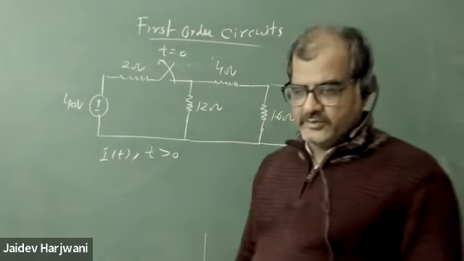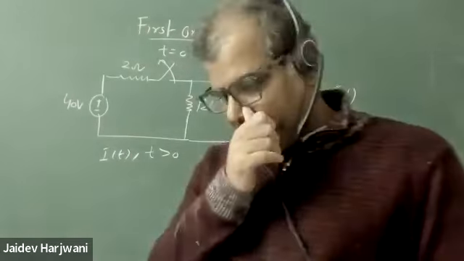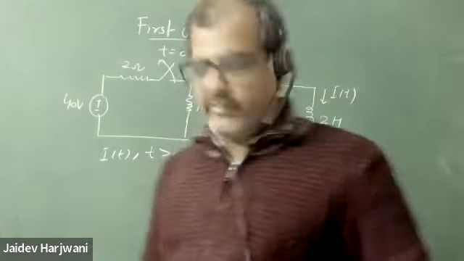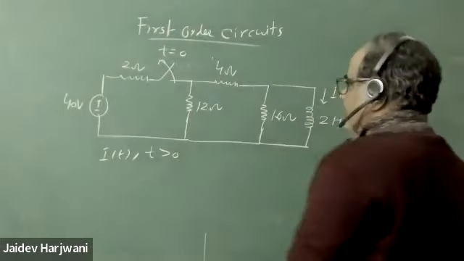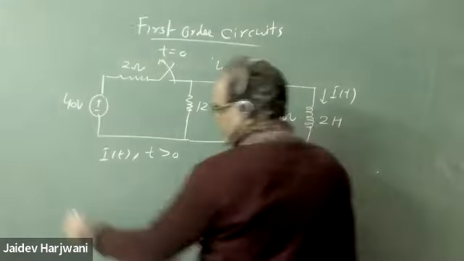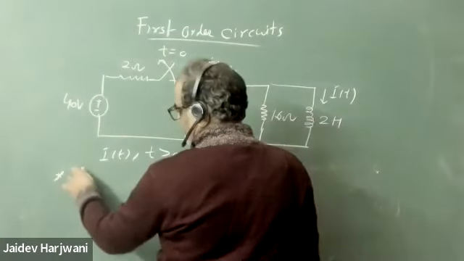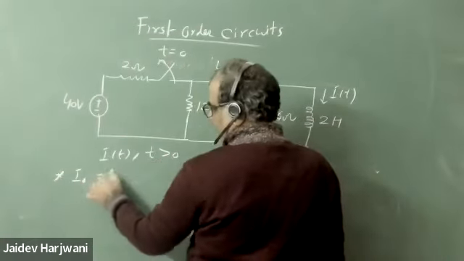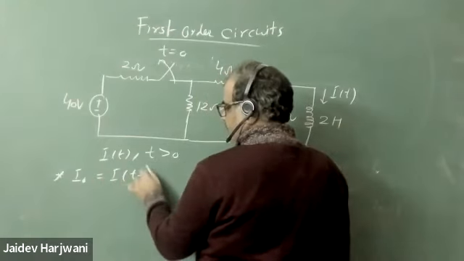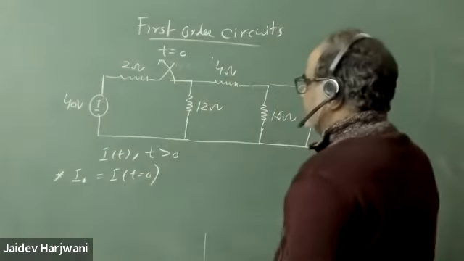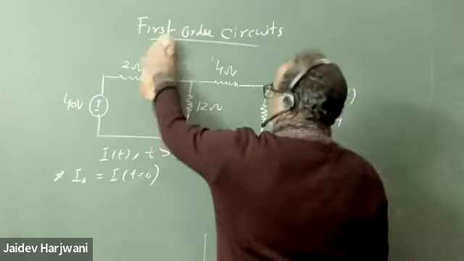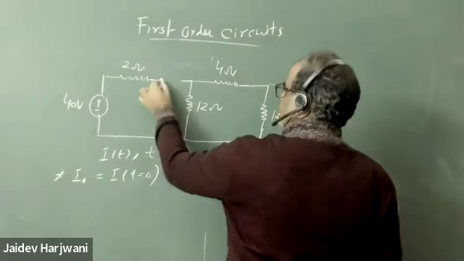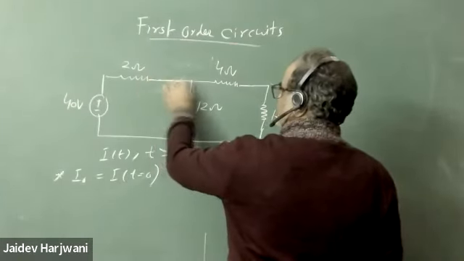So I need to find I(t) at a later time t greater than 0. First I need to calculate I naught. I naught is I at t equals 0. Initially this was closed, so let me make it closed.